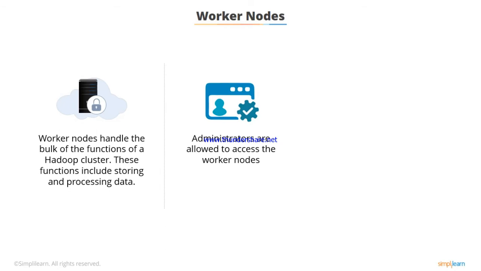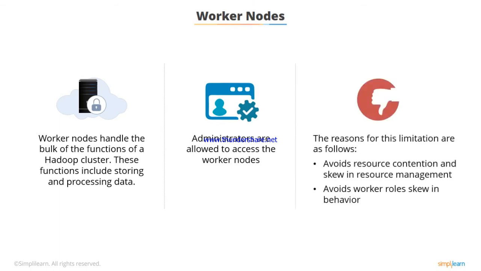Services provide a proxy mechanism that allows administrators to channel user activity to a certain set of nodes that are different from the actual worker nodes. These proxies communicate with worker nodes on behalf of the user, eliminating the need for direct access. The reasons for this limitation are as follows.